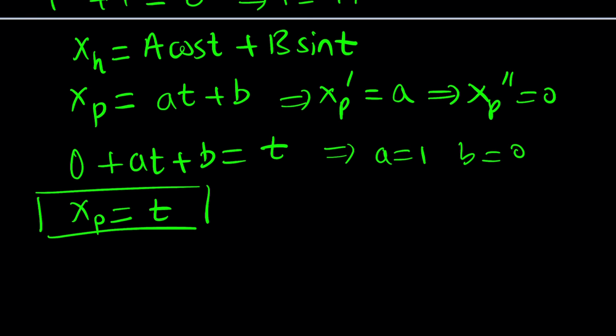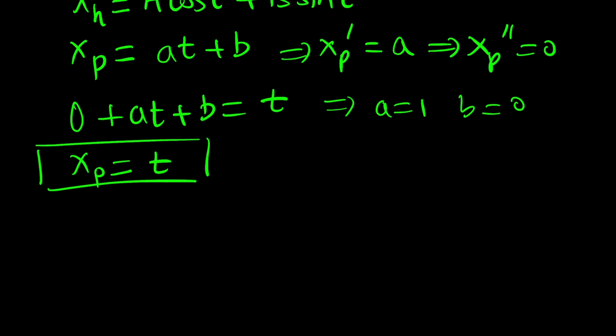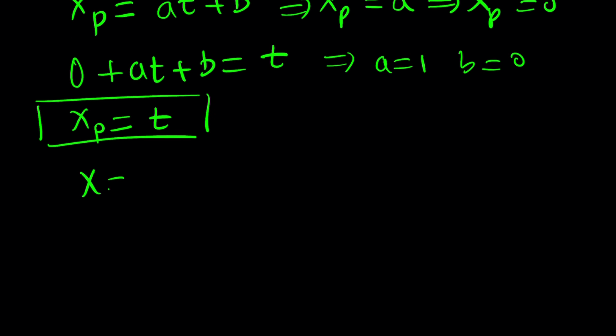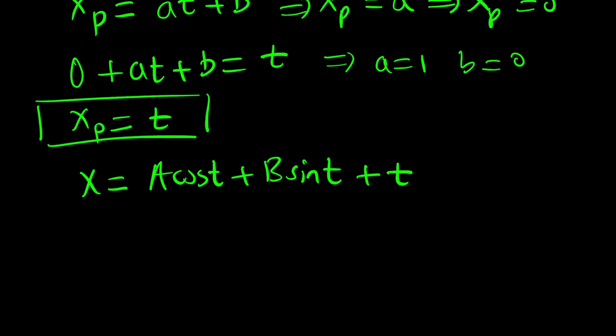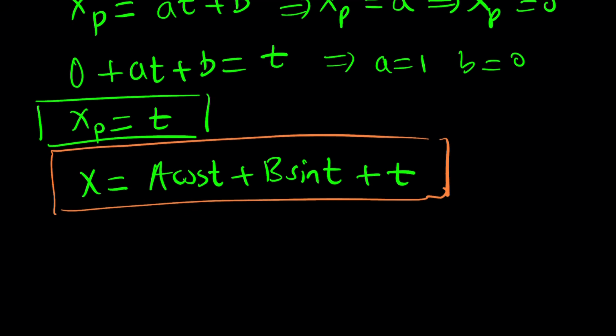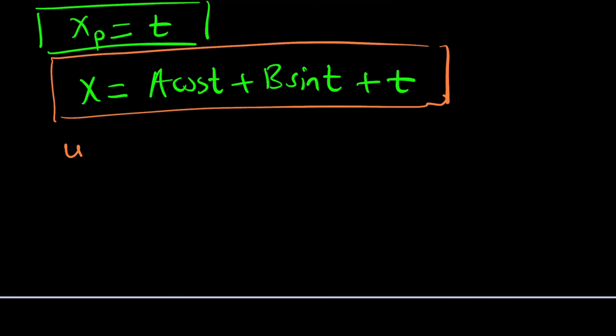Now, if you put the homogeneous solution and the particular solution together, you're going to get the general solution for x, which is a cosine of t plus b sine of t plus t. Great. Now, this is going to be our solution for x. And guess what we're going to do to find y? Can we just substitute this? Sure, why not, right? Now, let's go ahead and substitute this expression in terms of x.